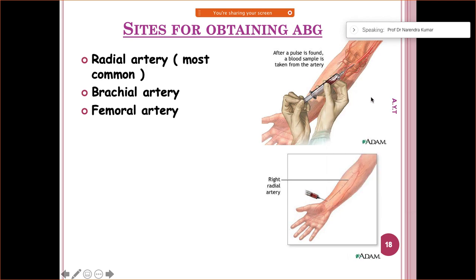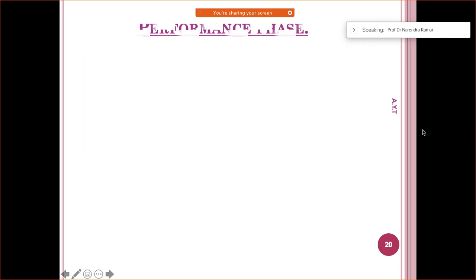So why you want to do it in the radial artery is because of the ease of access. It's not a deep artery, which facilitates palpation, stabilizing, and even puncturing. And similarly, the radial artery also has collateral blood circulation. So this is the reason. Now coming to the next phase.